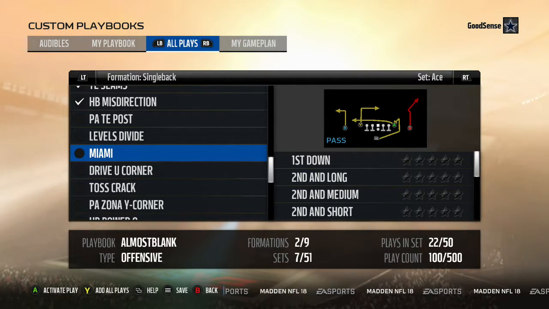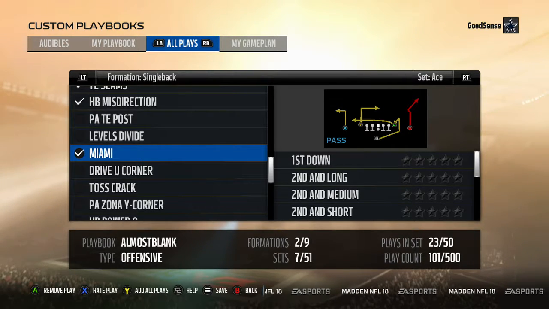And I don't like the plays. I don't know whether this play is named after Miami. This was in the last playbook, and it wasn't called Miami. But I don't like to use plays that carry a team's name. So maybe that's just the name of the play. I don't know.